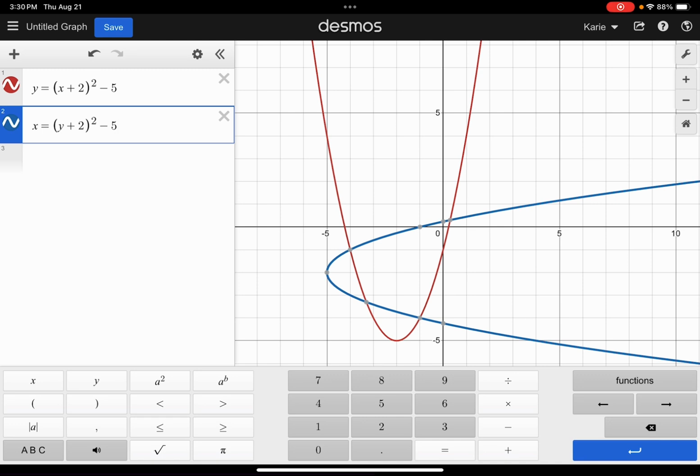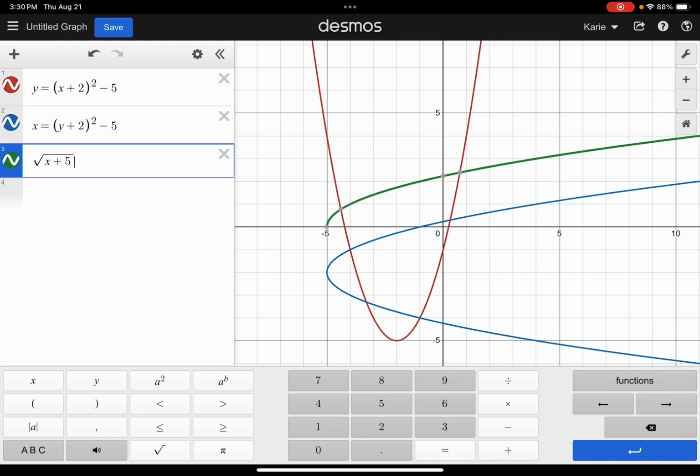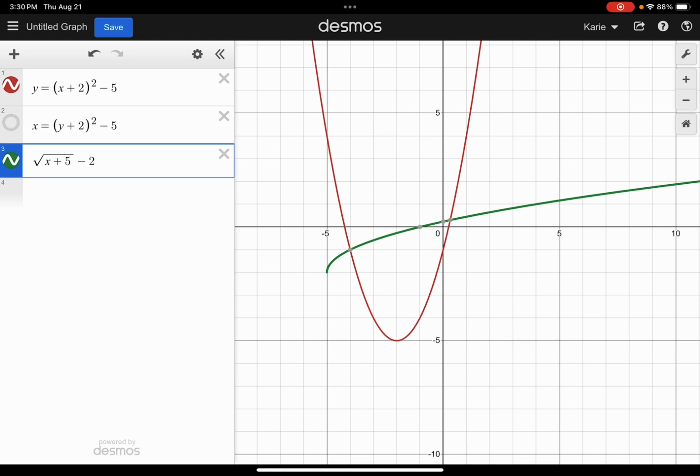What we have to do is restrict the domain of the red so that the blue ends up being a function. We found earlier in the previous notes that the inverse function is the square root of x plus 5. Then I go outside that and subtract, what was it, -2 on the outside. If I turn the other one off, this graph is a function, and it is exactly that piece of it. See how that fits right on top?